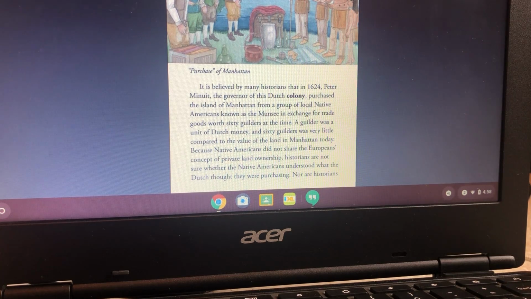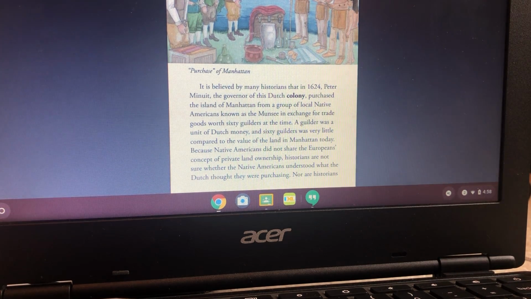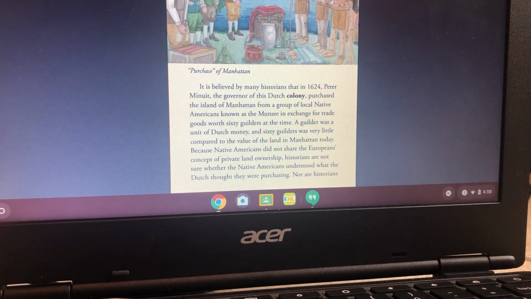Purchase of Manhattan, pages 146 through 147. It is believed by many historians that in 1624, Peter Minuet, the governor of this Dutch colony, purchased the island of Manhattan from a group of local Native Americans known as the Munsee in exchange for trade goods worth 60 guilders at the time. A guilder is a unit of Dutch money. 60 guilders was very little compared to the value of the land in Manhattan today.